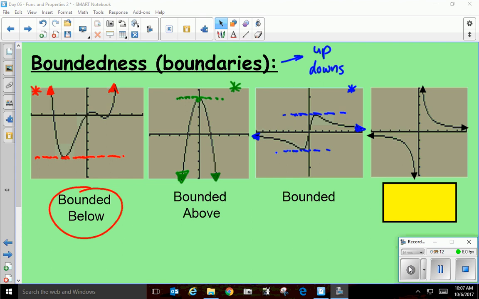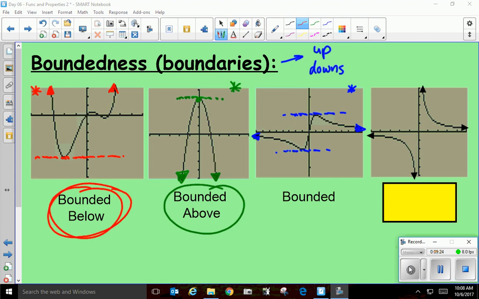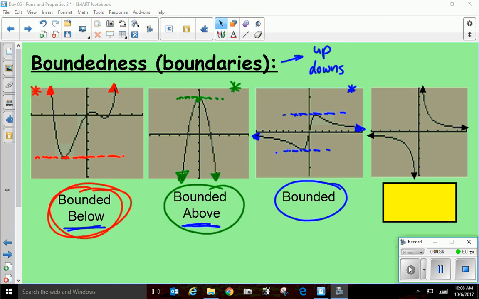If I say something is bounded, that means it is bounded both above and below. If I only want to say that it is bounded above or bounded below, that's when I say bounded above, or I would say bounded below. But for moving on, from this point forward, if I just say bounded, that means it is both above and below. All right?